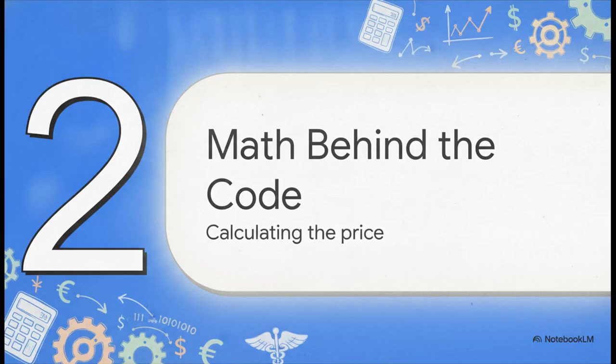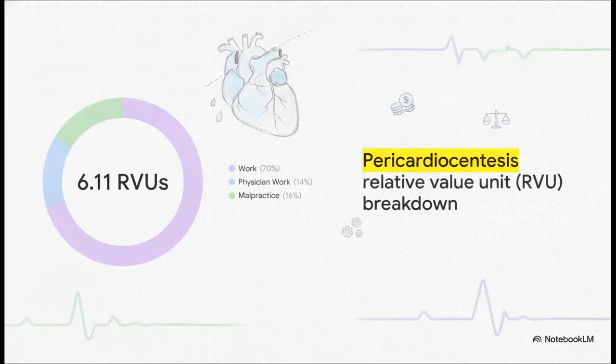Moving right along, Section 2, the math behind the code, calculating the price tag. So instead of just slapping a flat dollar amount on a procedure, reimbursement is actually based on relative value units, or RVUs. Think of it like a recipe. Look at this pericardiocentesis code. That's a procedure to remove fluid from around the heart. It breaks down into very specific ingredients. The AMA says, okay, this requires 4.29 work RVUs, which covers the doctor's time, skill, and judgment. Then you add 0.83 practice expense RVUs for things like overhead and equipment, plus 0.99 malpractice RVUs for liability. Put all those ingredients together, and CPT 33016 is valued at exactly 6.11 total RVUs.